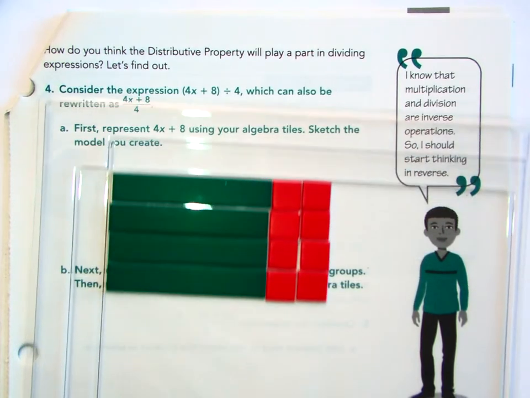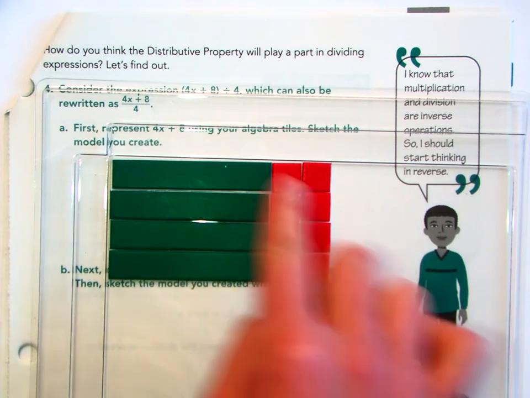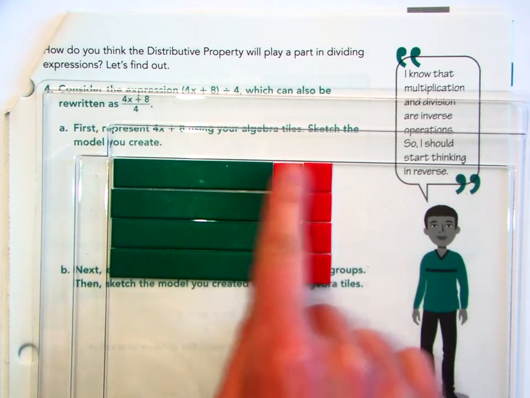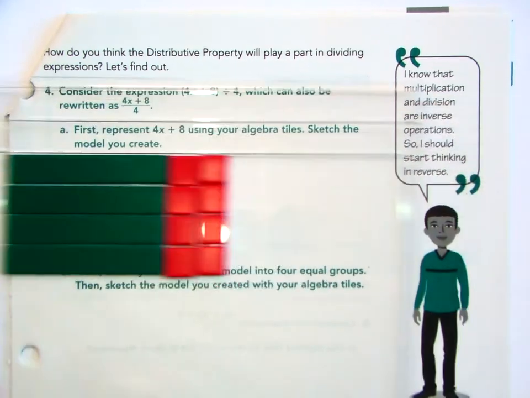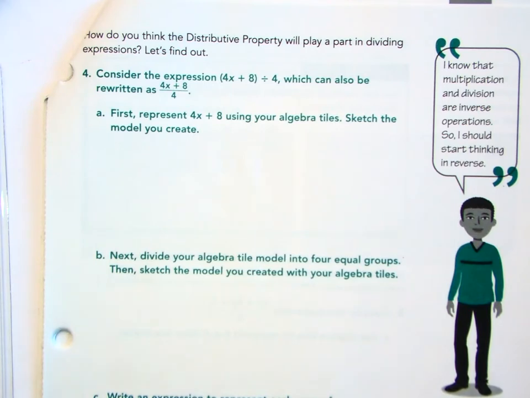Well, I've created that model for us. Notice that these are not the factors. This is the inside. This is like the product. 1, 2, 3, 4 x's and 8 red tiles. So that is my original sketch. So you see me here. I'm going to sketch it here.